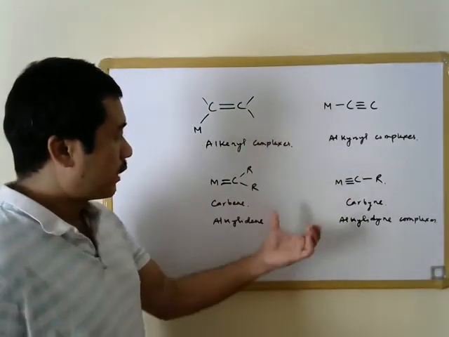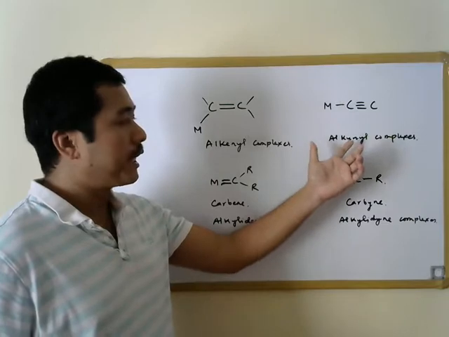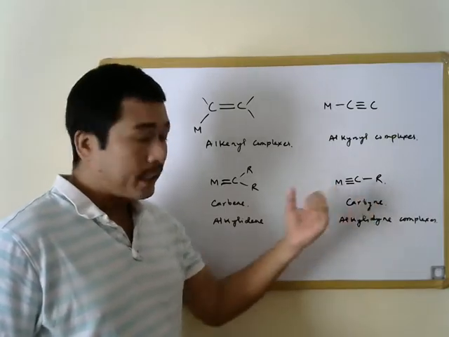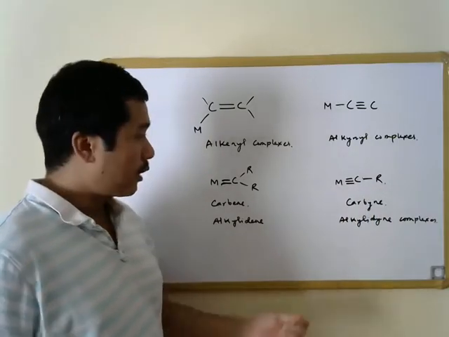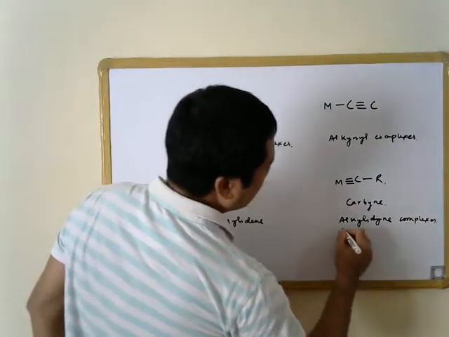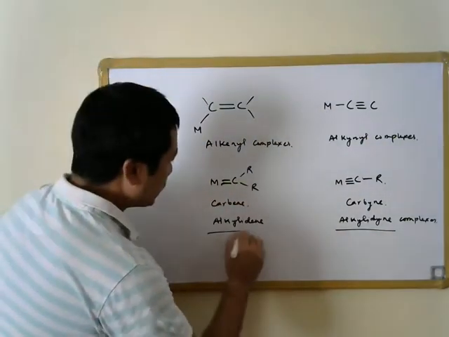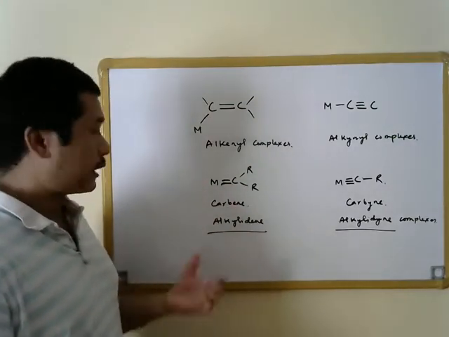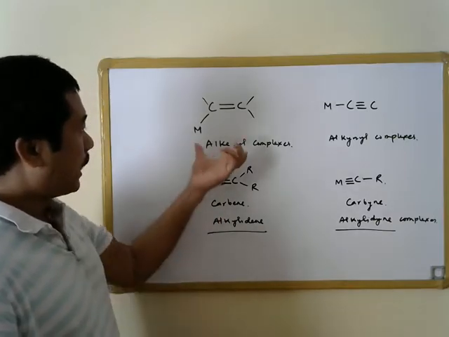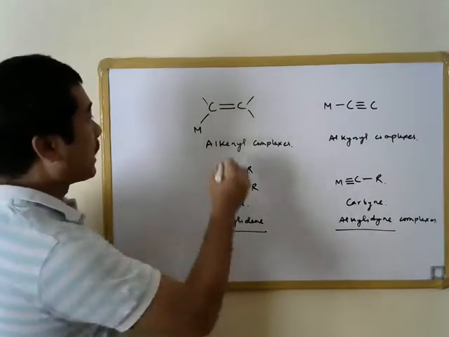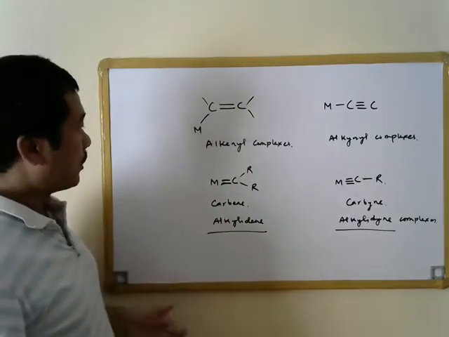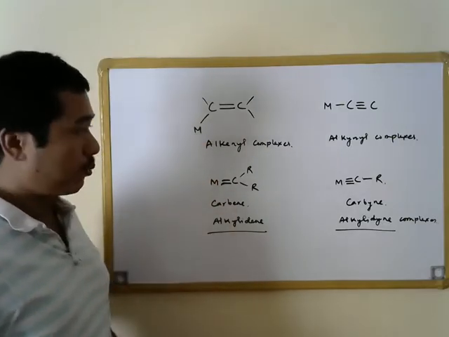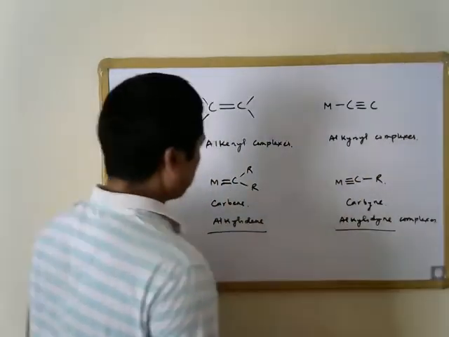So the difference is obvious. In this case we say alkynyl complexes, where an alkyne is involved in binding to a metal center, while in this case an sp2 hybridized carbon atom is involved in bonding with the metal center, and we call these alkylidene complexes. They are called alkylidene complexes because an sp2 hybridized carbon atom is essentially bonded to a metal center, unlike what we see in case of alkynyl complexes, where an alkyne is involved in bonding with the metal center. So these are alkylidene complexes, not alkynyl complexes.